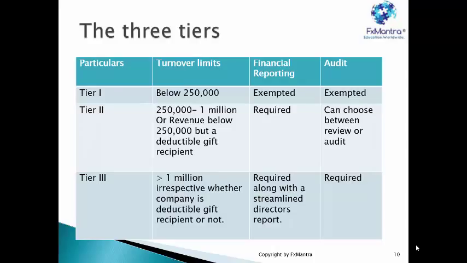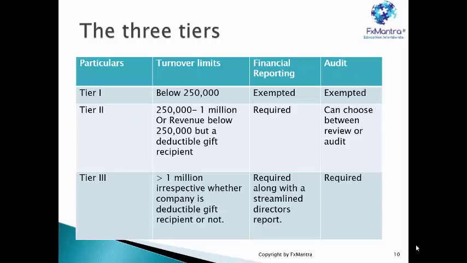The three tiers once again. So any company limited by guarantee which has a turnover limit less than 250,000 is exempted from the financial reporting and auditing requirements. And this table is specifically applicable for companies which have a limitation in terms of a guarantee, limited by guarantee. And then we come down to the second tier of companies which have an annual revenue between 250,000 and a million. And they must prepare a financial report, but they have a choice that they can choose between whether they want to get it reviewed or they want to get it audited.